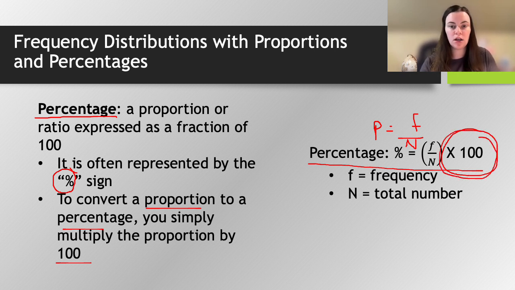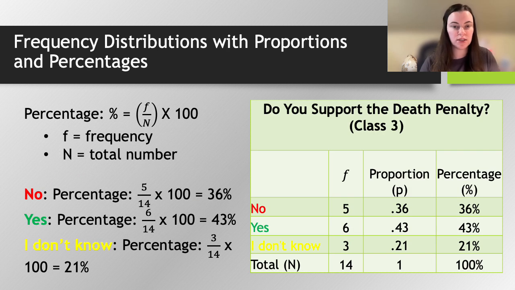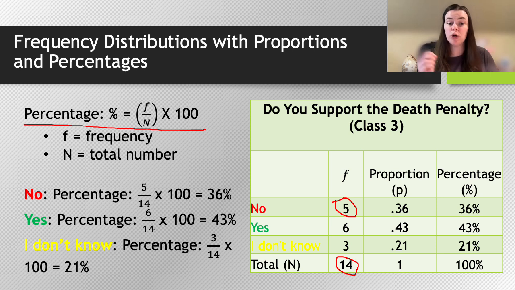And so let's take a look at what this would look like in terms of our example with support for the death penalty. So again, same idea here, borrowing my percentage formula from the last slide. All that I'm doing here is taking our frequencies, dividing them by our total. So in this case, if I wanted to know the percentage of students that did not support the death penalty, I just take 5 divided by 14, multiplied by 100 to convert that into a percentage.